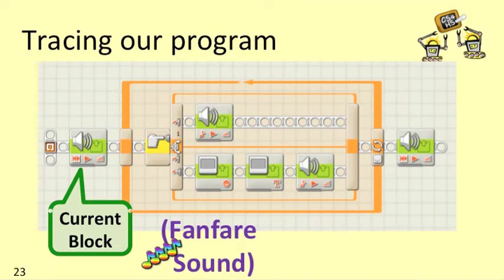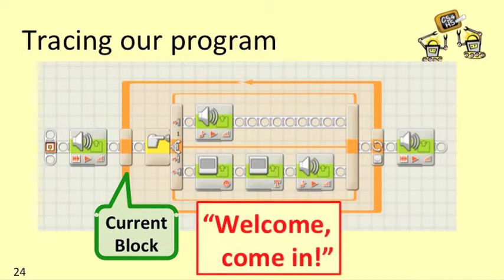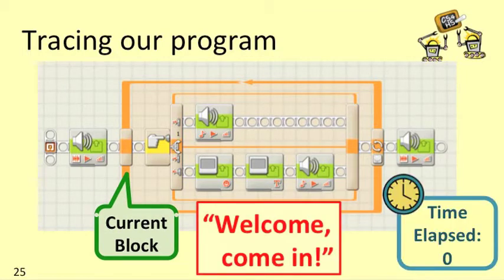Let's trace our program and see if we can figure out what's going on. We start the program and play the fanfare sound. And when we arrive at the loop, it says, "Welcome, come in." Since this is a loop based on time, the NXT will keep track of the seconds elapsed. This will also help us to understand what's going on.